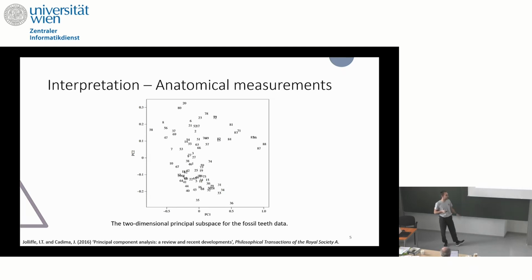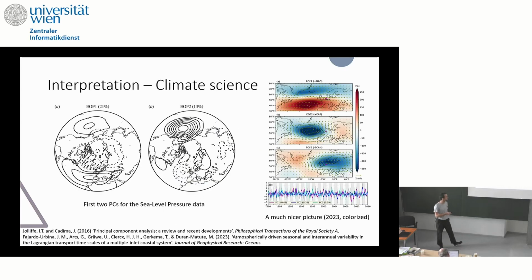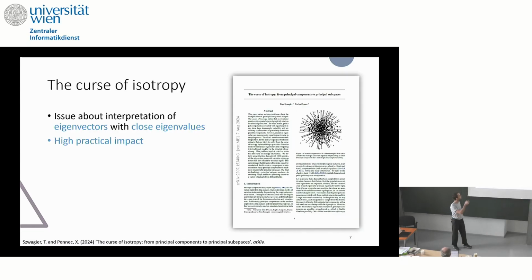It has been done on fossil teeth data, for instance, with important outcomes. And maybe an example from another field is climate science. PCA is actually highly used by applied scientists in climate science. The principal components in data sets consisting of sea level pressure measurements at the surface of the Earth can be related to climatic shift patterns. So they are highly used, highly interpretable, and PCA is still used a lot in many applied domains.